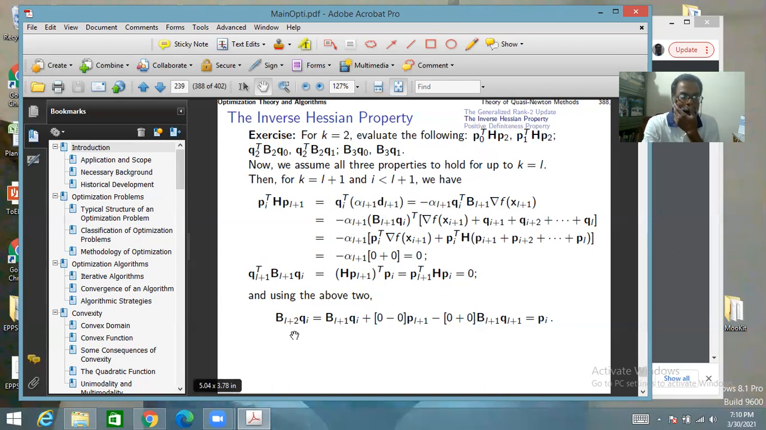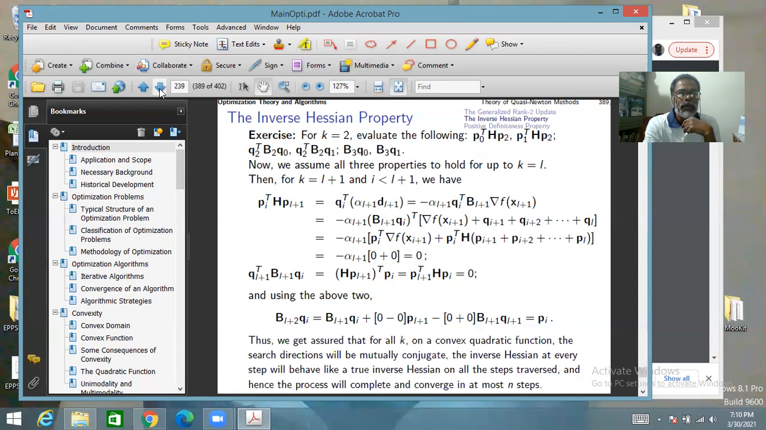Okay, so that means the whole thing is correct for all k, on a convex quadratic function, and that means close to the minimum point for any function. So this will converge at most in n steps.